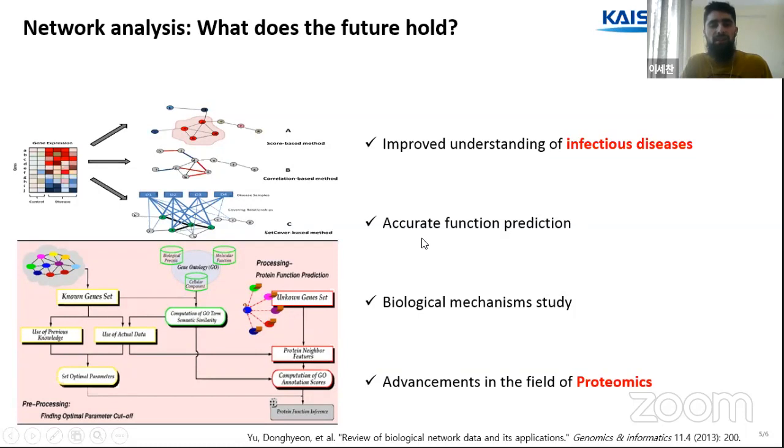Another thing we can do is accurately predict the function of a given protein, let's say. We can also study the biological mechanisms, because for these signaling pathways we can study their dynamic properties, and thus gain useful insights into the biological mechanisms. And finally, advancements in the field of proteomics can be enabled by the network analysis approach.